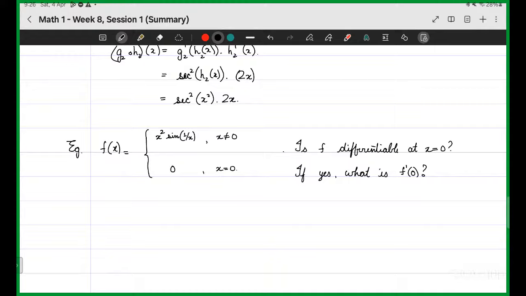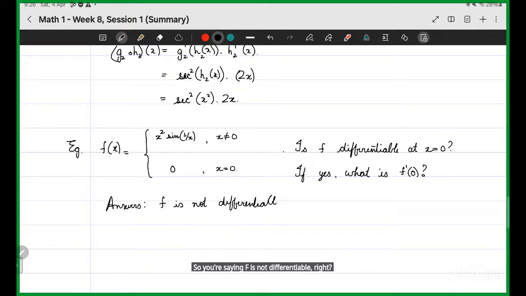X is equal to 0. Differentiable and continuous. The limit doesn't exist actually. Okay. One answer is, so you're saying f is not differentiable, right? Is there anyone who claims it is differentiable?